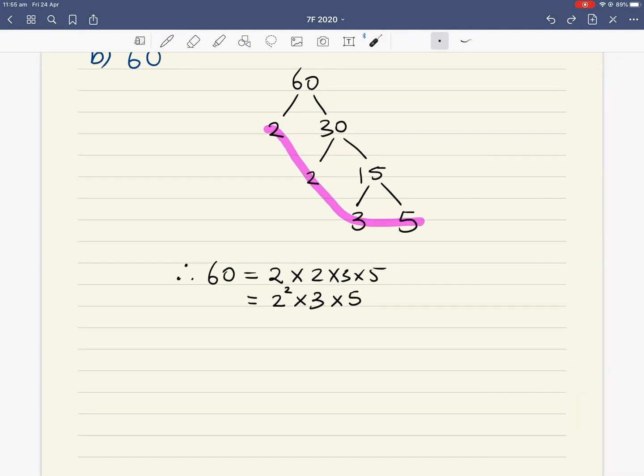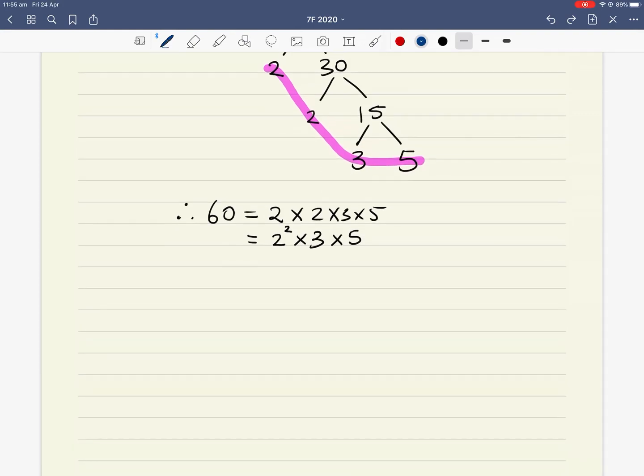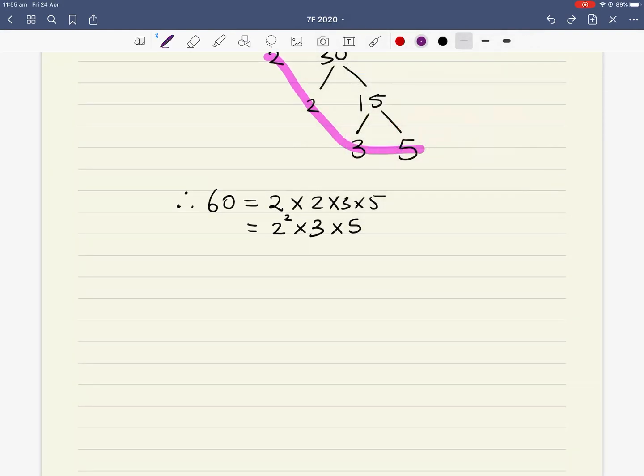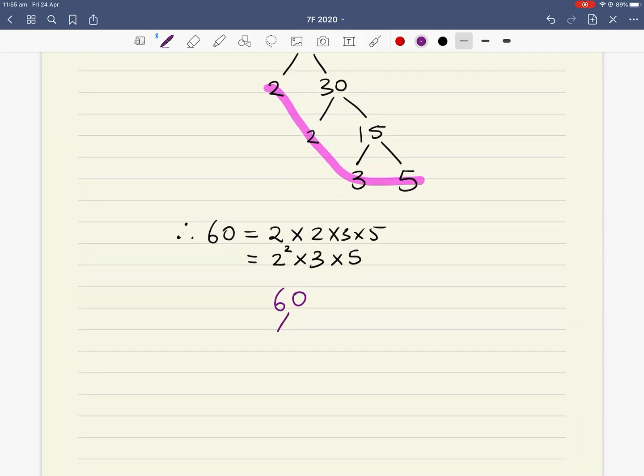Now, you're asking, what if I don't want to branch 60 into 2 and 30? Because I know 5 times 12 is 60 also. Will I also get 2 squared times 3 times 5 as my final answer for the prime factors of 60? Well, let's do it then. So suppose someone in the class said, but miss, I want to split 60 up into 5 and 12 because I know 5 times 12 equals 60. Okay, we will do that. Let's split 60 up into 2 factors, 5 and 12.